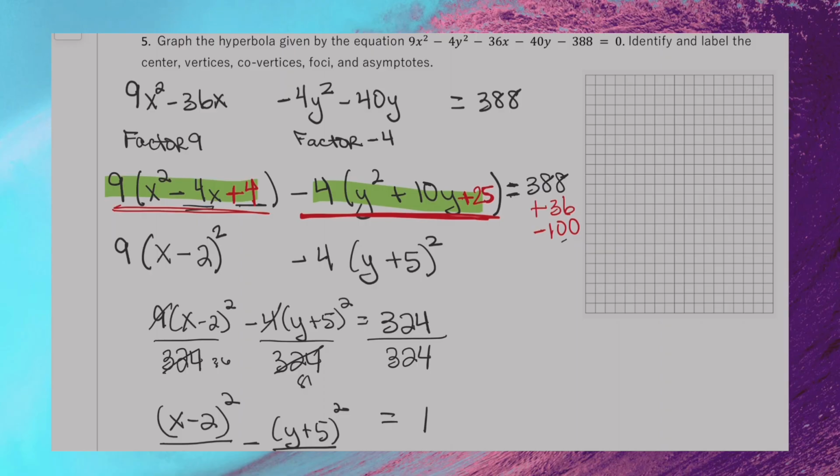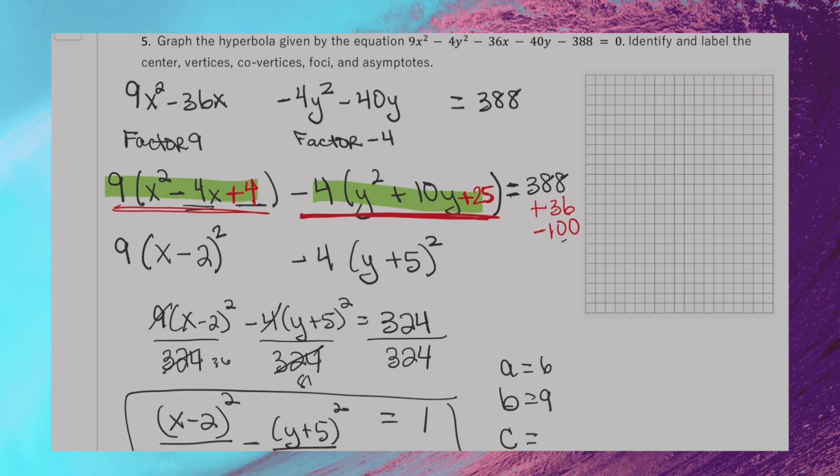I like this. I can see that this hyperbola is going to open left or right because the x comes first. I can see that a is 6, b is 9. I don't know c. I do know, though, that the center is at (2, -5). And it opens right and left.